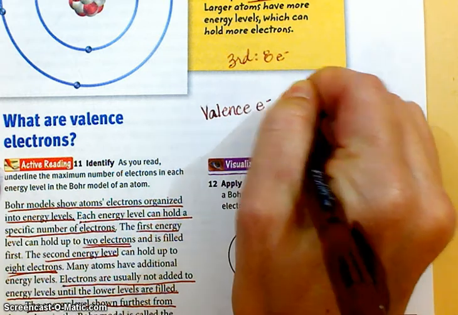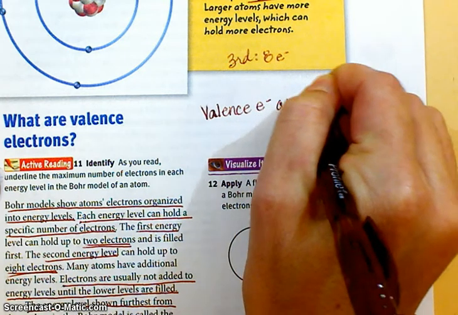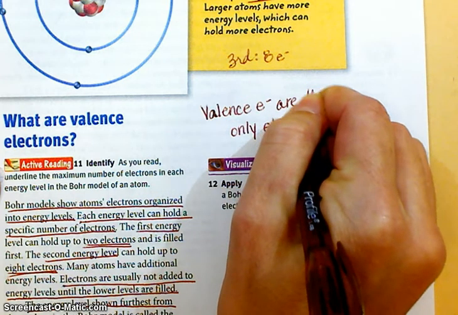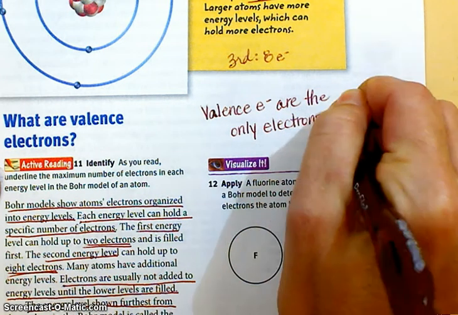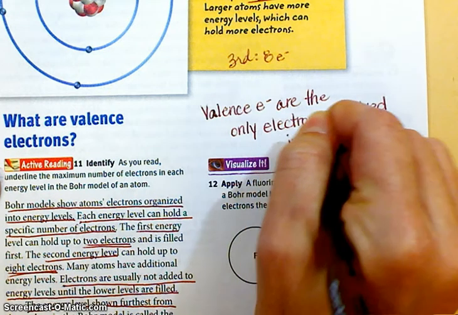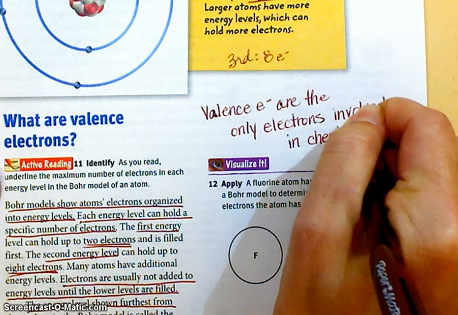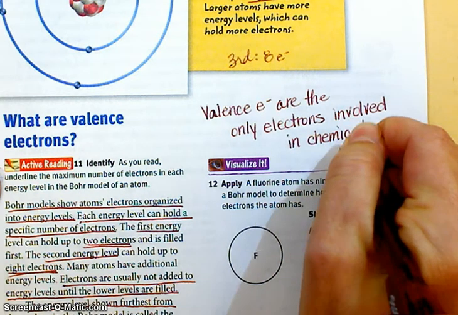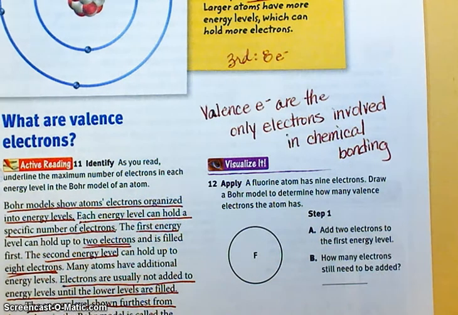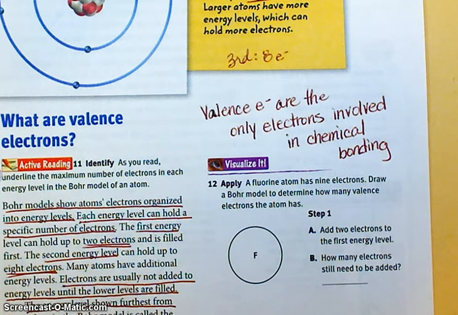Valence electrons are the only electrons involved in bonding. So I can say valence electrons are the only electrons involved in chemical bonding. I can say valence electrons are the only electrons involved in chemical reactions, etc. Are y'all okie dokie with that? All right.